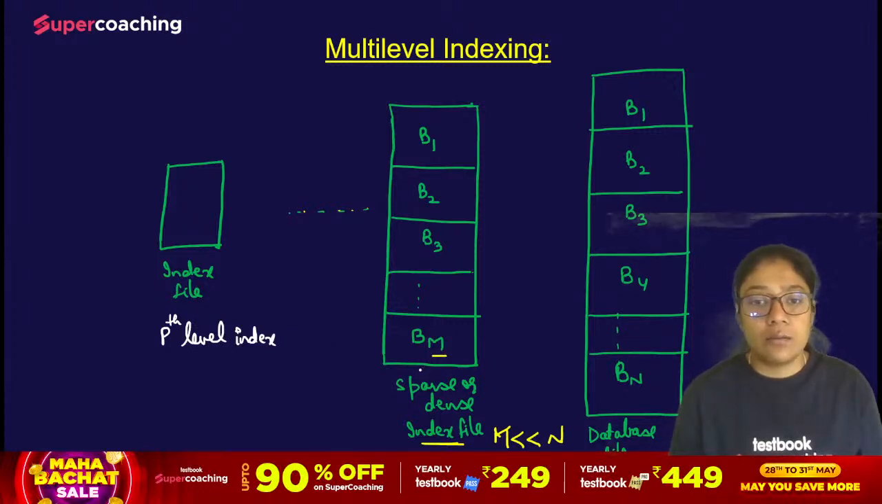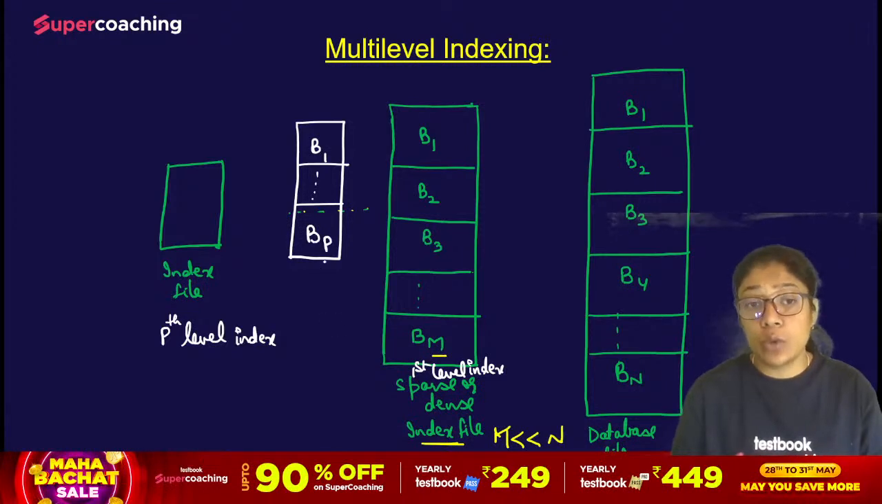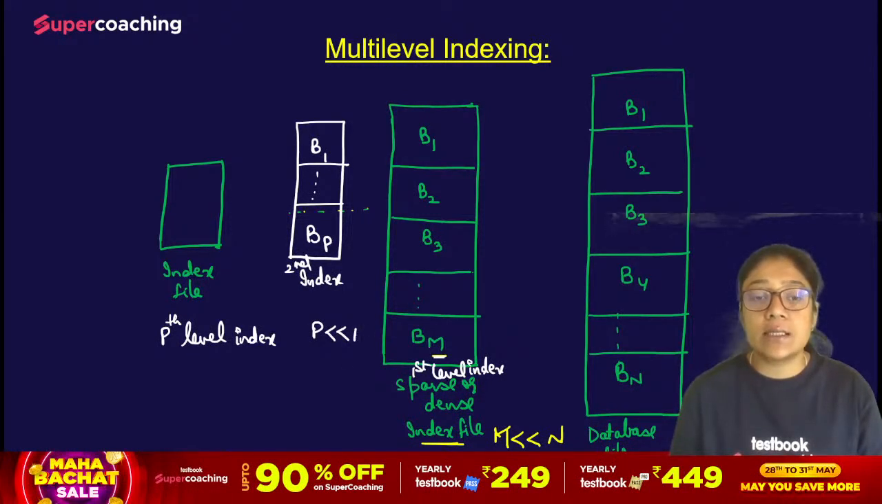This is the first level index. Okay, so here we'll be having the second level index and so on. Let's assume that P blocks are there. So here the number of blocks in the index file, this is the second level index. Here the number of blocks is very small as compared to the number of blocks in the first level index. This is m.